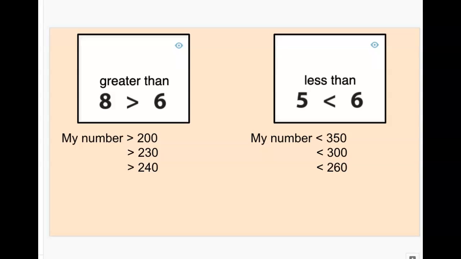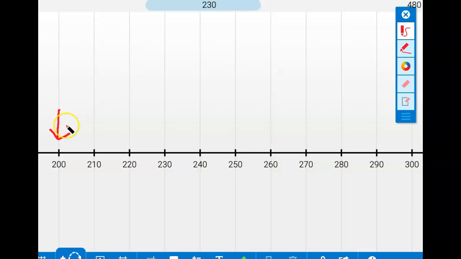Let's look at our next set of clues. My next set of clues says that my number is greater than 230. Let's go ahead and move our arrow. So I have my arrow on 200. Well, I know now with my new clue that my number is greater than 230.